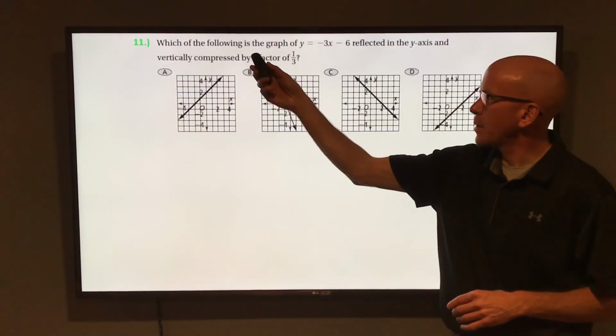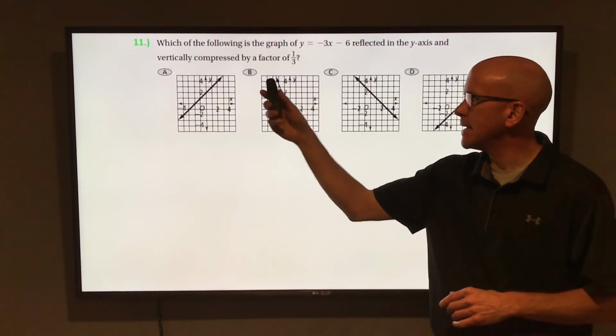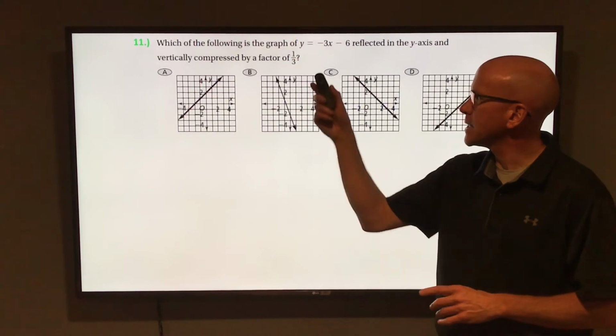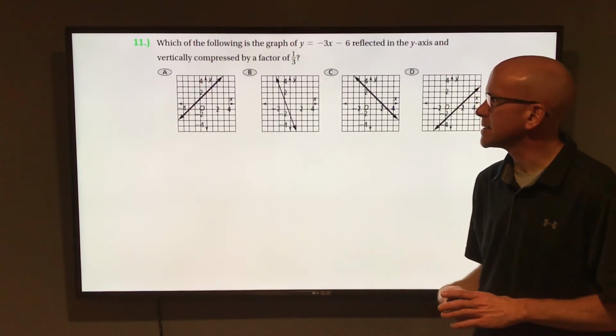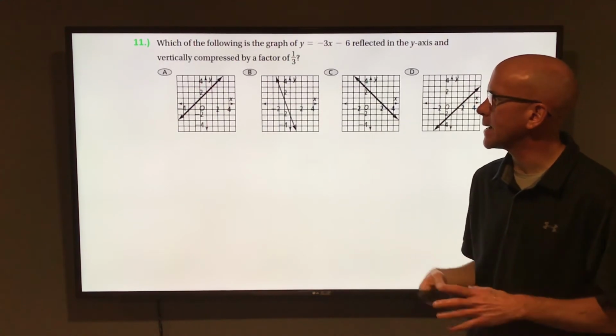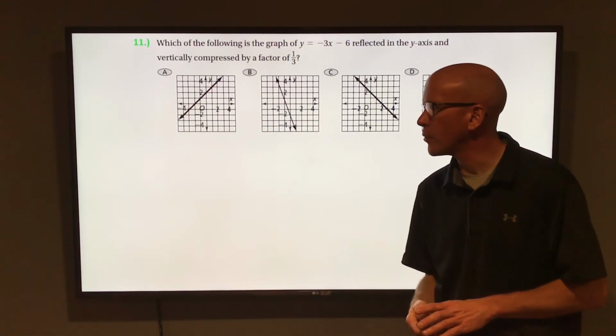Which of the following is the graph of y equals negative 3x minus 6 reflected in the y-axis and vertically compressed by a factor of 1/3? Well, you can take that equation y equals negative 3x minus 6 and perform those two operations on it, reflecting it in the y-axis, or over the y-axis, and then compressing it by a factor of 1/3.